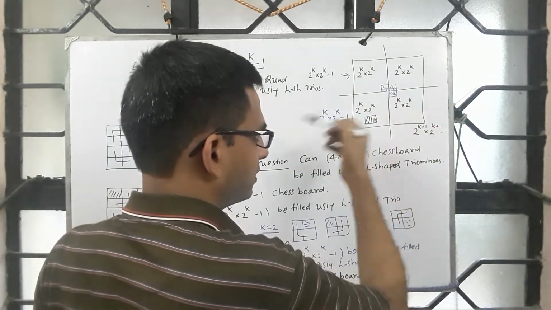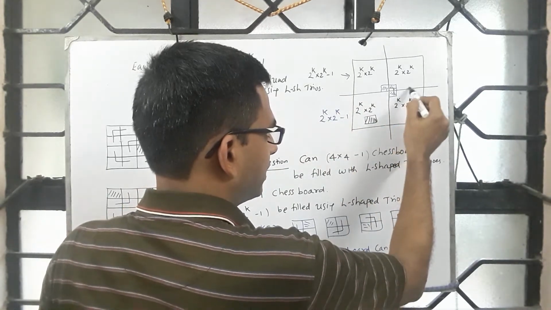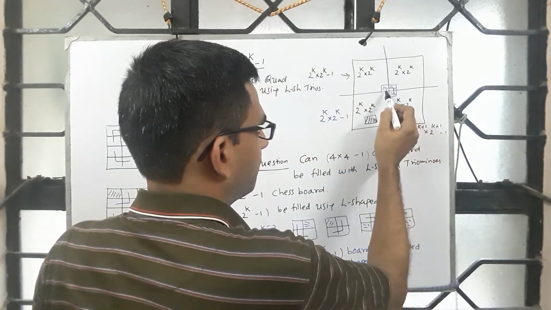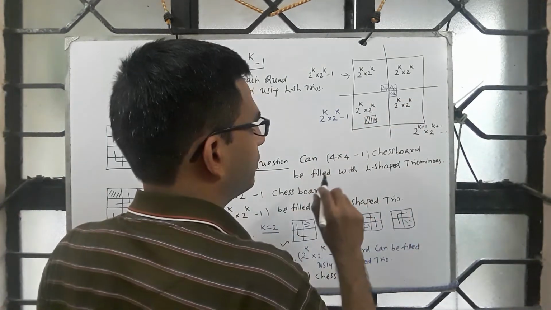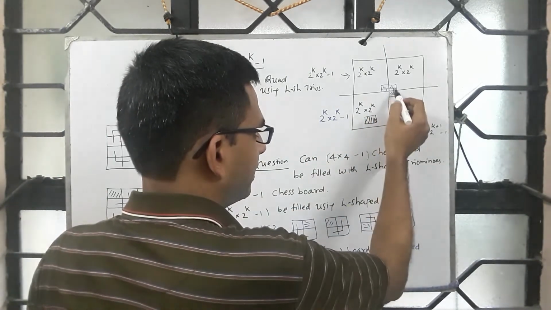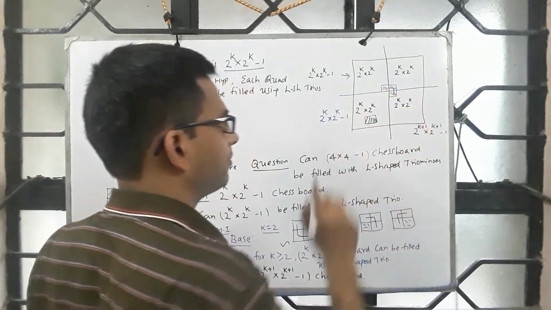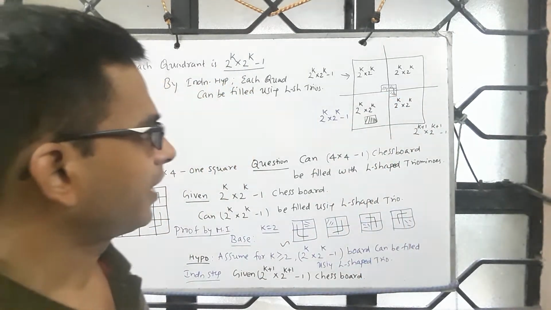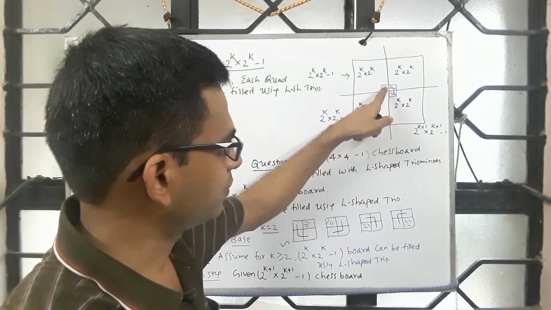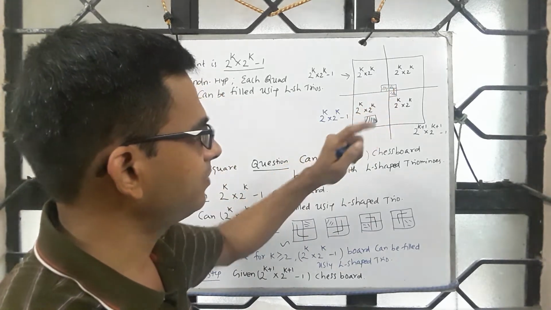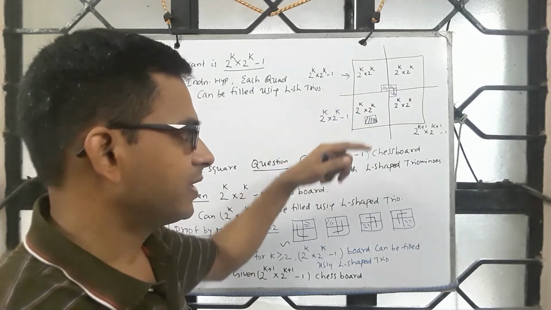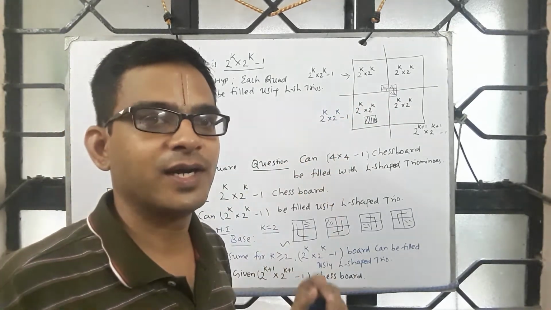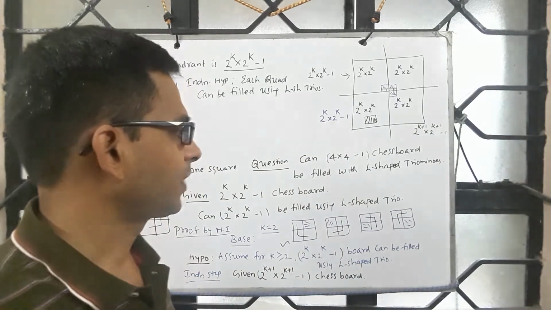Who will give us the hypothesis? We know that the rest of this can be filled. But these three, the hypothesis will not do the filling. But these three are adjacent. I am filling them using one L-shaped triomino. It is for this reason that I have chosen the corner square from each of them, so that I can fill this using one L-shaped triomino. The rest of them will be filled using the induction hypothesis.